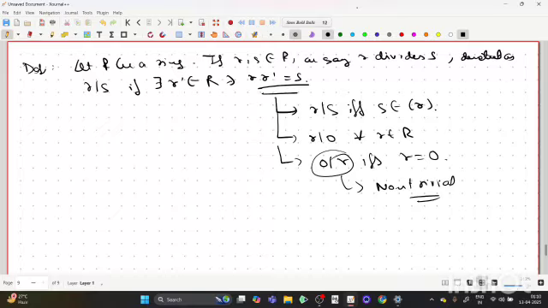Because 0 divides r, what does this imply? This implies that 0 times something would be equal to r. So that means r is equal to 0. And if r is equal to 0, then the ideal generated by r is the 0 ideal, so r is in the 0 ideal, which implies 0 divides r.